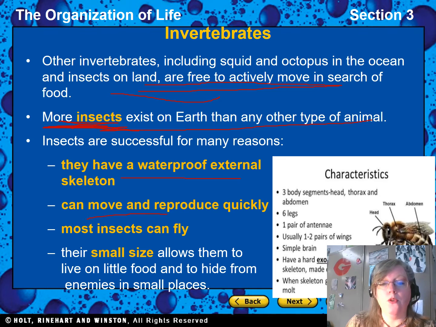It lets them move and reproduce quickly. Think about how fast bugs reproduce. Most of the insects can fly. Now we're talking specifically about insects. And their small size allows them to live on little tiny bits of food and hide from their enemies in small places.